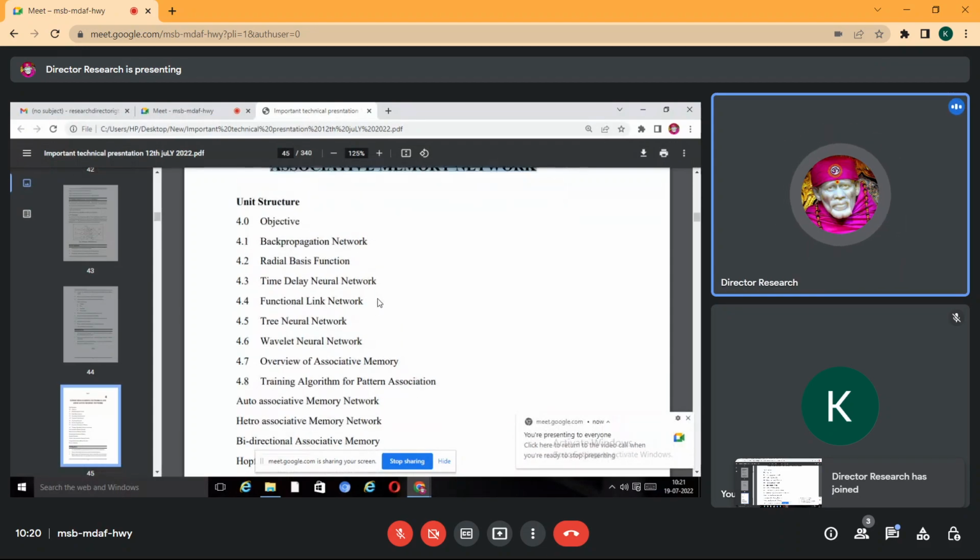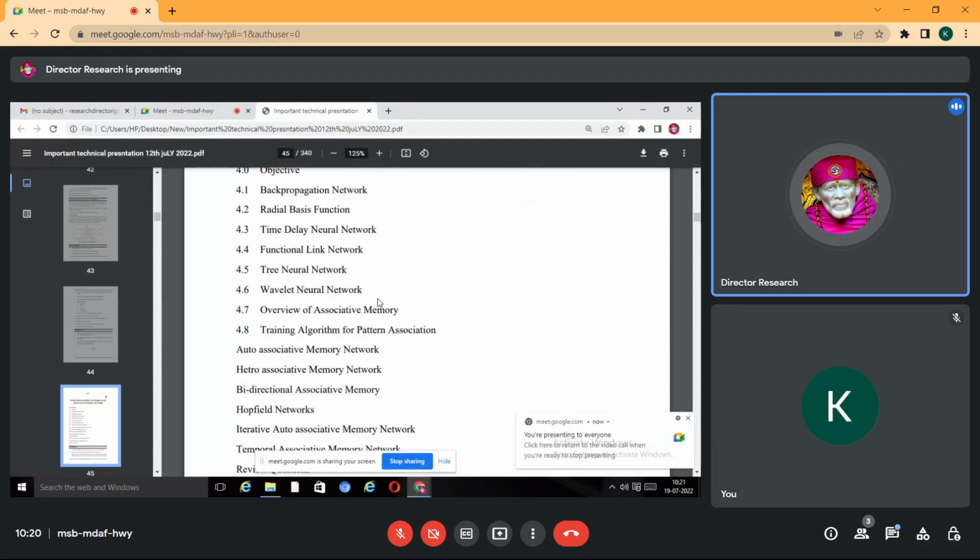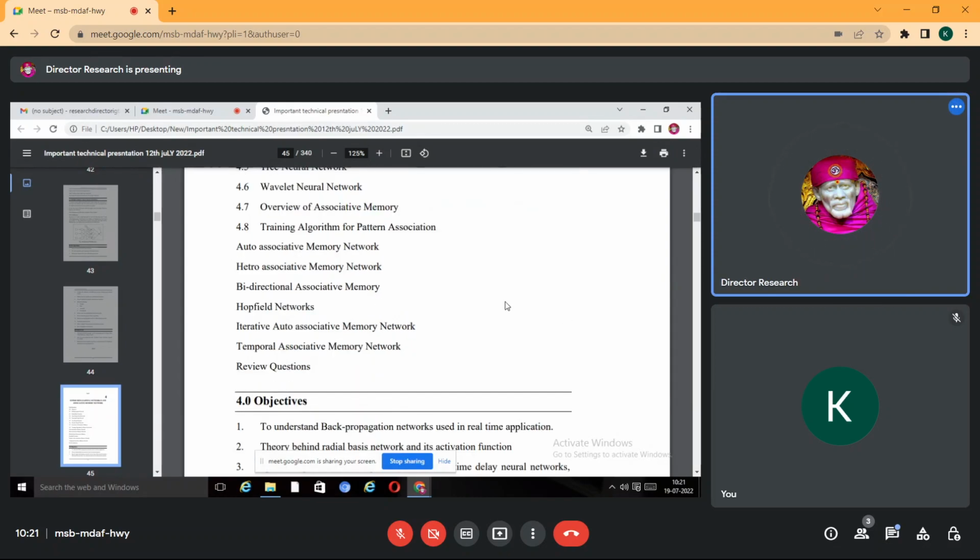The unit structure is like this: objective, backpropagation network, radial basis function, time delay neural network, functional link network, tree neural network, wavelet neural network, overview of associate memory, training algorithm for pattern association, auto association memory network, hetero association memory network, bidirectional associate memory, Hopfield networks, iterative auto associate memory network, temporal associate memory network, and then review questions.